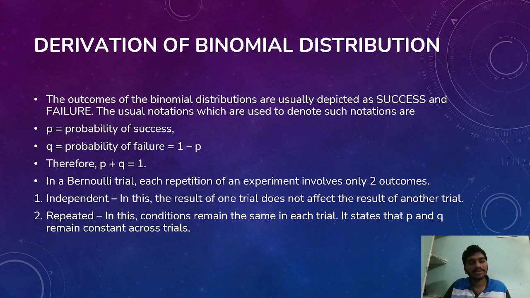Derivation of the binomial distribution. The outcomes of the binomial distribution are usually depicted as success and failure. The usual notations used are p equals the probability of success and q equals the probability of failure, which equals 1 minus p. Therefore, p plus q equals 1. In a Bernoulli trial, each repetition of an experiment involves only two outcomes, either independent or repeated. Independent: the result of one trial does not affect the result of another trial. Repeated: the conditions remain the same in each trial. It states that p and q remain constant across trials.